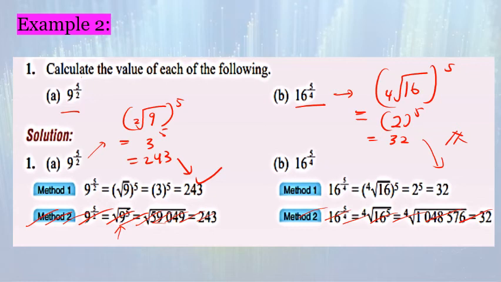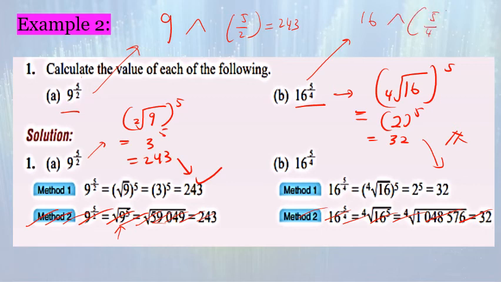Actually, you can straight away use the calculator. Like for A, you can straight away press 9 and then power and then 5 over 2. You will get answer 243 straight away. What about B? You just press 16 and then the power symbol and then 5 over 4. So you will straight away get answer 32. It depends. If the exam leaves you a space for you to do the working, you do the working like this. If it's an objective question, you straight away use the calculator.